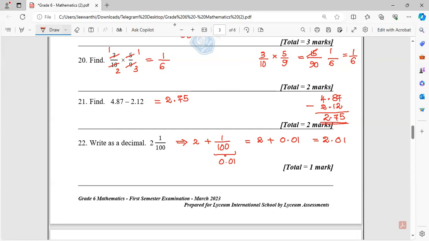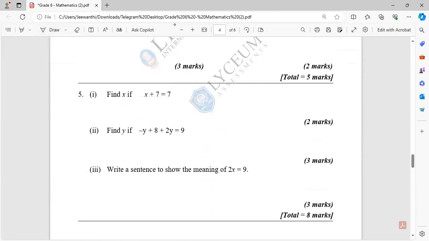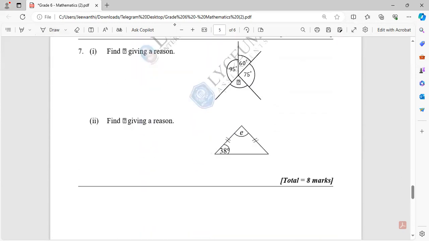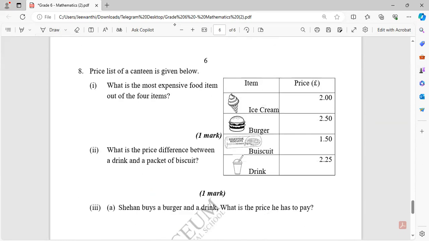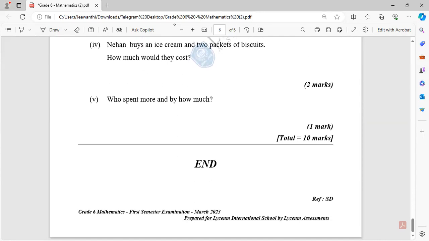So that is the answer for part 1. So then we have part 2, a few questions. So then that is the end. This is the structure of the paper.